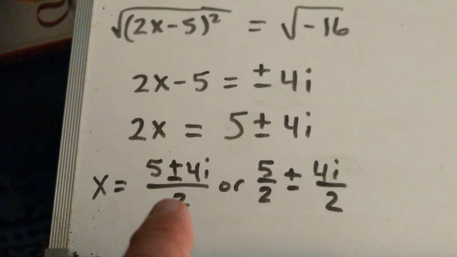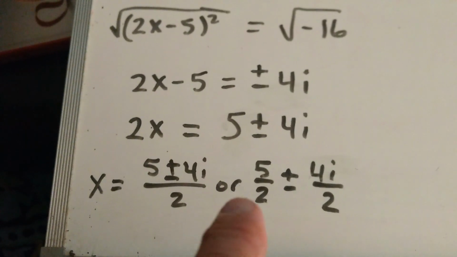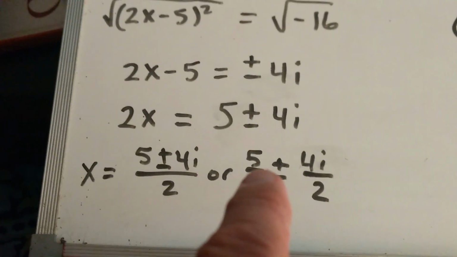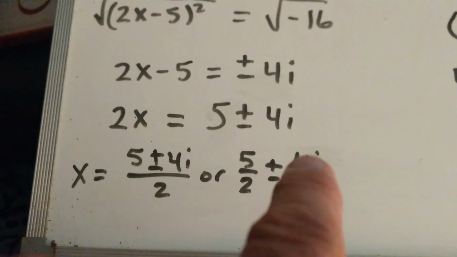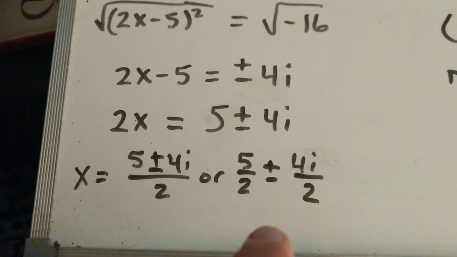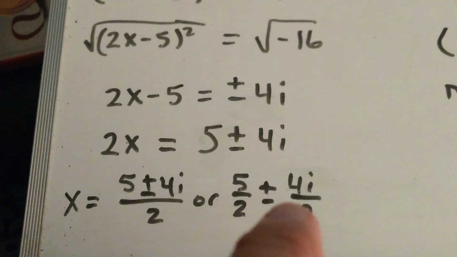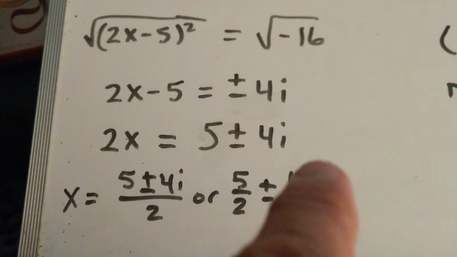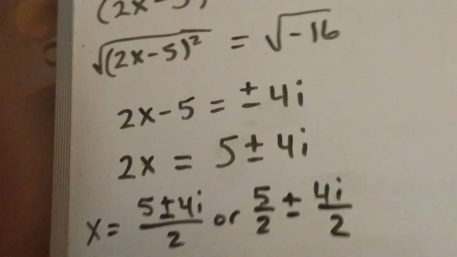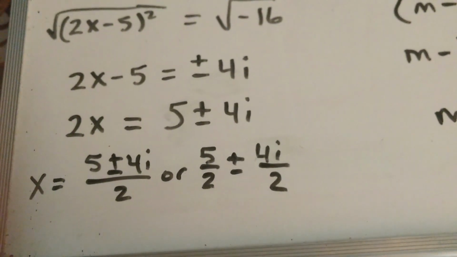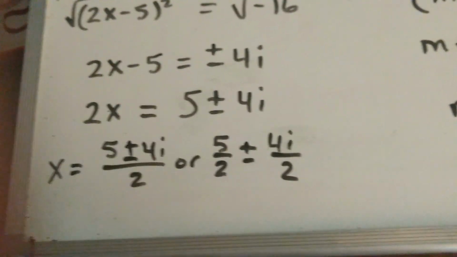To be honest with you, I'll take either form of this answer. I'll take (5 plus or minus 4i) over 2, or if you want to split it up and bring the 2 underneath the 5 and the 2 underneath the 4i, 5 halves plus or minus 4i over 2. You could even go in terms of this one, 5 halves plus or minus 2i. You could simplify this. So there are really about 3 different ways to write this.